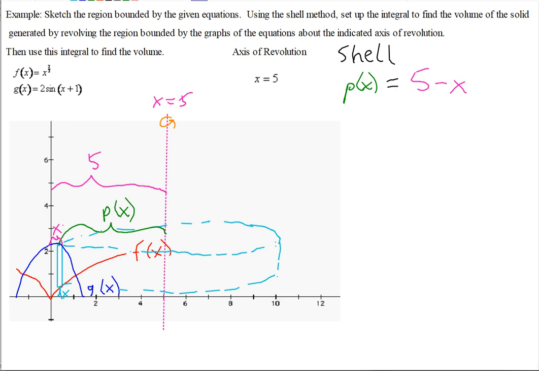And then the height, h of x, it's just the top minus the bottom. So in this case, on the top, just like we do for area, the top one is our g of x, minus the one on the bottom is f of x. And then with the shell method, we'll have 2 pi on the outside. And then we just define our points of intersection. Again, I'll call them A and B.